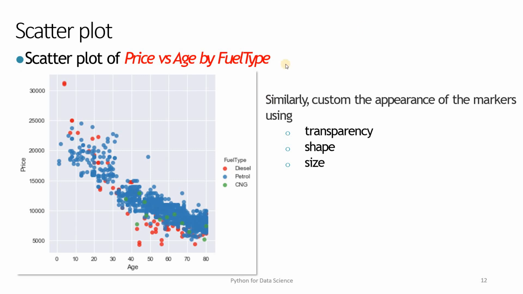Similarly, you may also customize the appearance of the markers using transparency, shape and size. Just as we differentiated the points using colors here, you can give different levels of transparency to the points to represent the categories. You can also do the same thing by giving different shapes and by giving different sizes for those points.